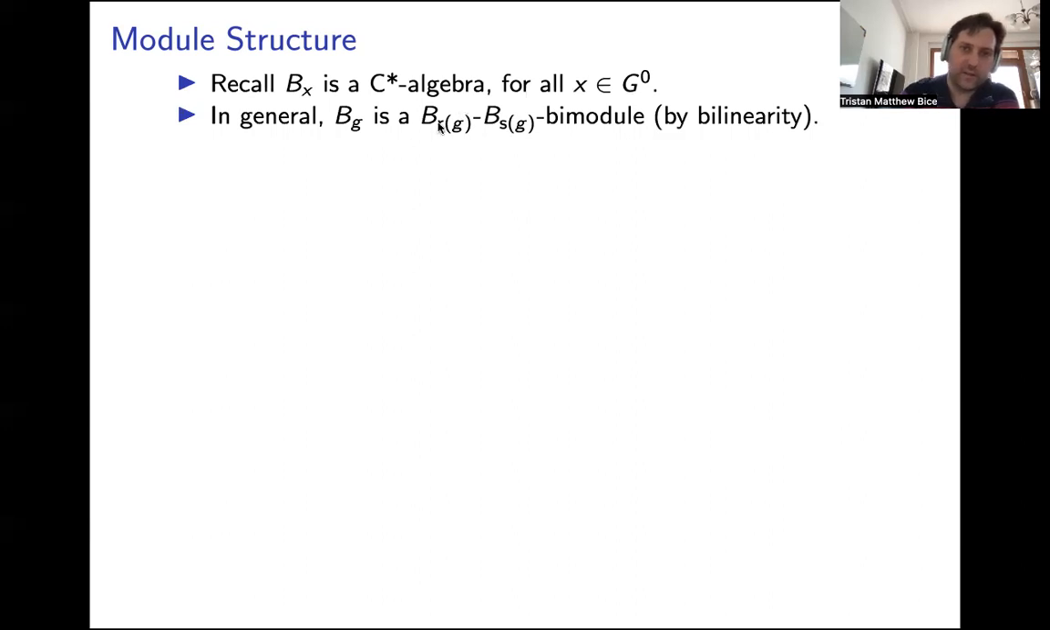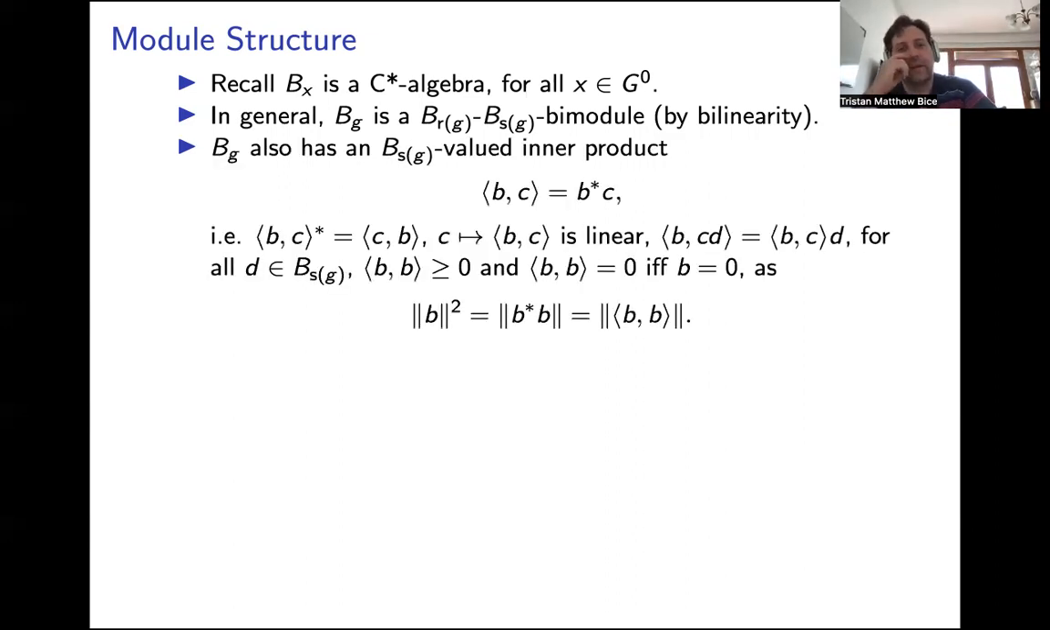So you can multiply on the left and you'll still get an element of BG, or you can multiply any element of BG by some element of BSG on the right, and you'll again get an element of BG. And what that really tells you is that you have a module in the usual algebraic sense, a bimodule in fact, because you've got different things on the left and right. This is just rephrasing bilinearity in a sense.